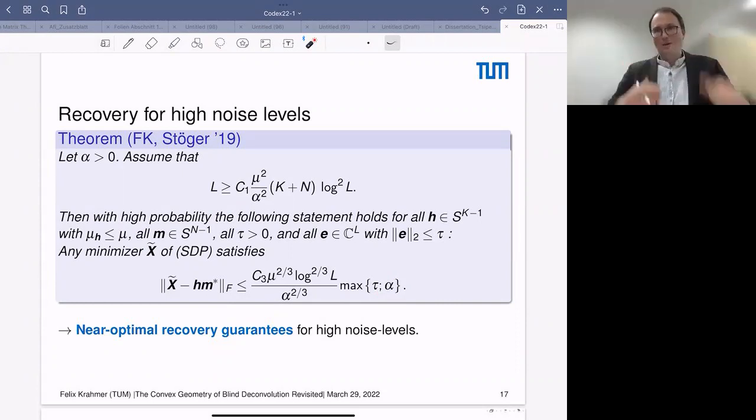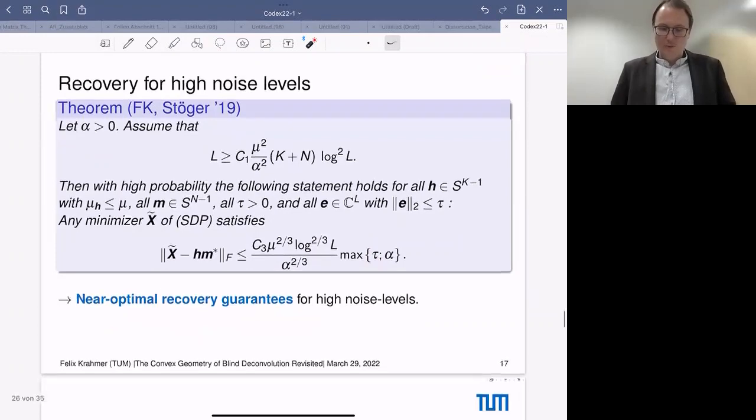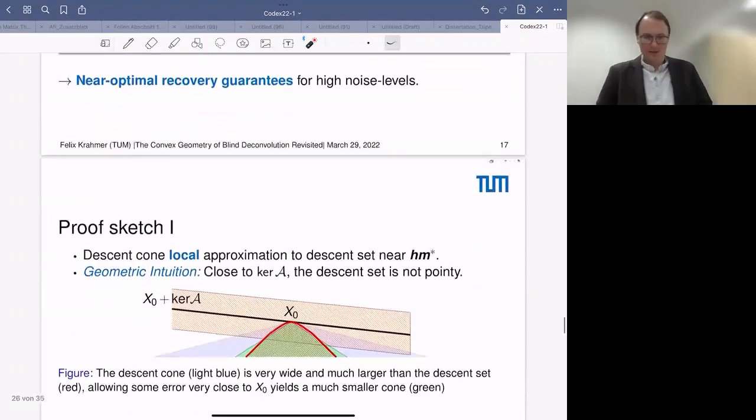But as soon as you are above this threshold alpha, then this tau factor dominates. So you have something that really scales linearly in tau, up to this logarithmic factor. It's still a dimensional dependence, but a much weaker dimensional dependence than before. So for high noise levels, we have a near optimal recovery.